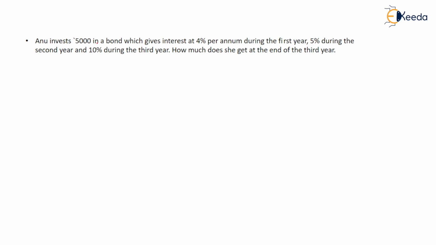Next question. Now this is where this question is of lot of use. Anu invested 5,000 in a bond which gives interest 4% per annum during the first year, 5% during the second year, and 10% during the third year. How much she gets at the end of third year? Okay. So here you can see there are three different rates of interest, and here you cannot apply the traditional method. Here you need to apply the method that I told you, right?